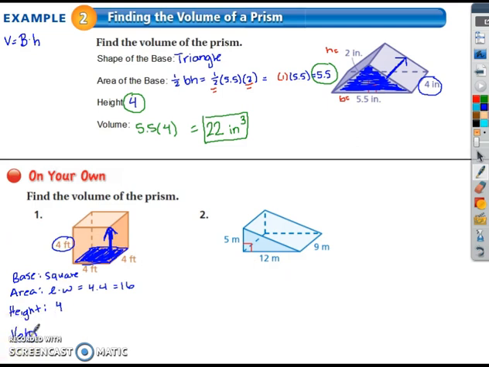So then my volume is just going to be the area of that base, which is 16, multiplied by 4, for a total of 64. My units are feet, and since we're talking about a three-dimensional space, I want cubic feet.